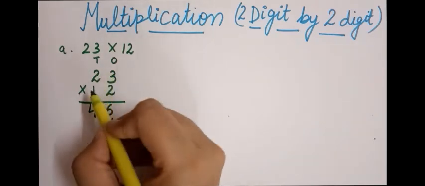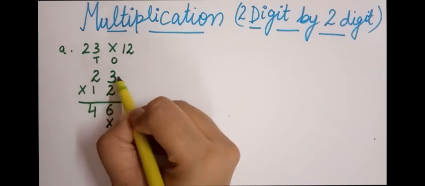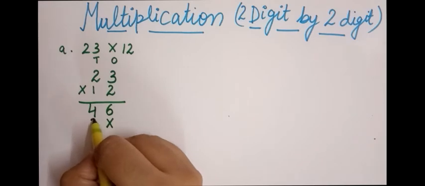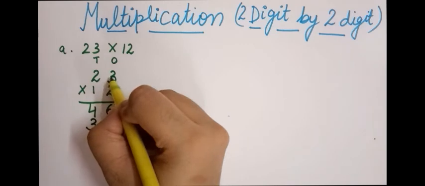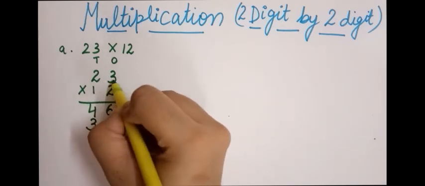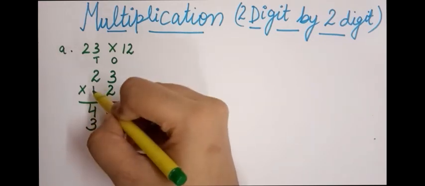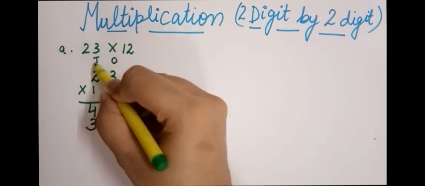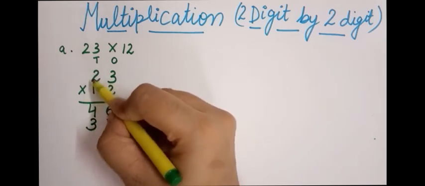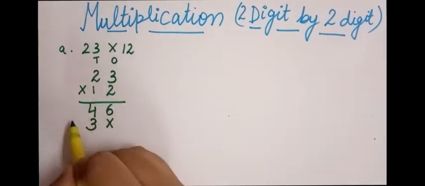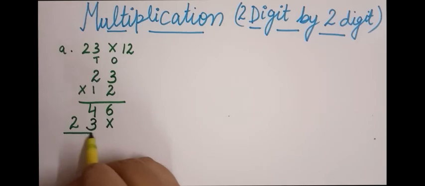Okay, now I will multiply this 1 by this 3. 1 3 is 3. And I'll be writing it down here, below the tens column, because I have done the multiplication that is in the tens column. Then I will multiply this 1 by this 2. 1 2 is 2. And I'll be writing this here. And after that I'll sketch a line.